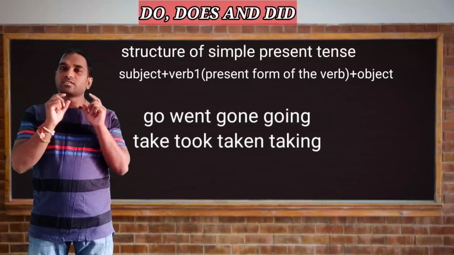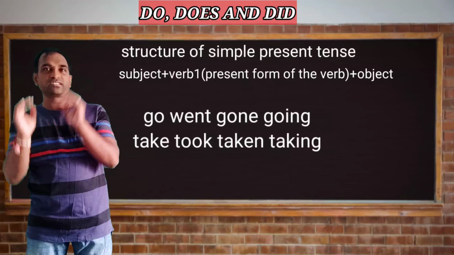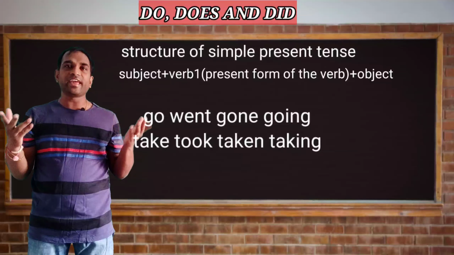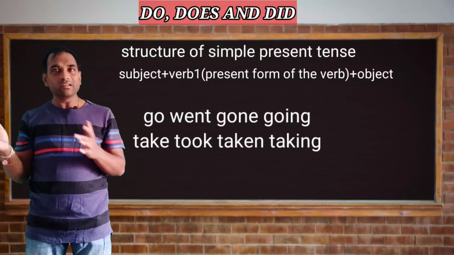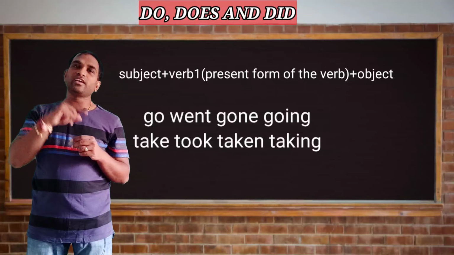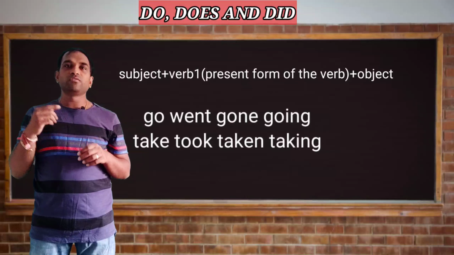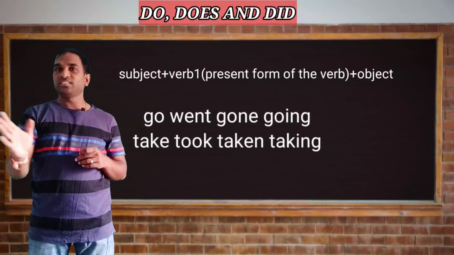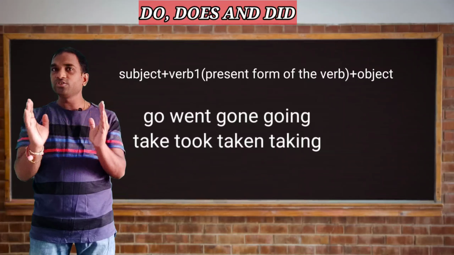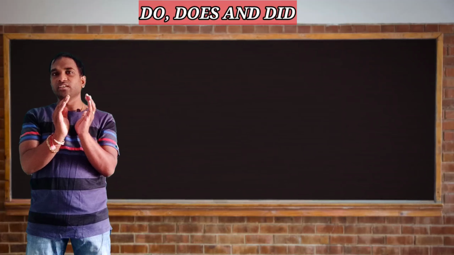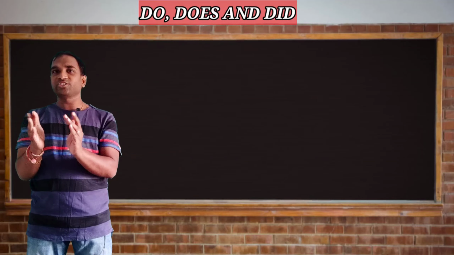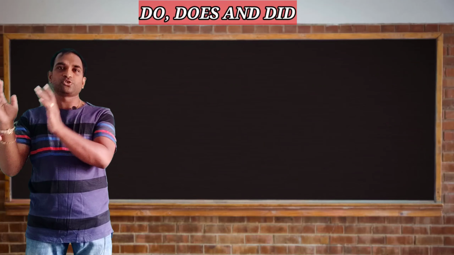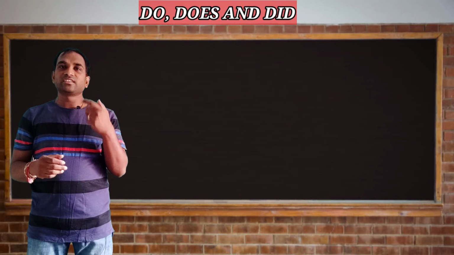So subject plus verb form 1 plus object is simple present tense. Another verb we can take is take, took, taken, taking, and in this, take is verb form 1. So the verb form 1 or present form of the verbs above are go and take. Now you have understood the structure of simple present tense. Subject means doer of that action, and object means one who receives that action, and the effect of the action is shown on the object. So let's write an example here.